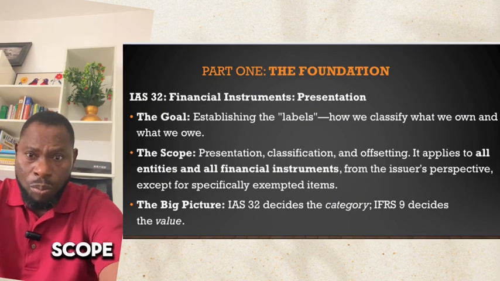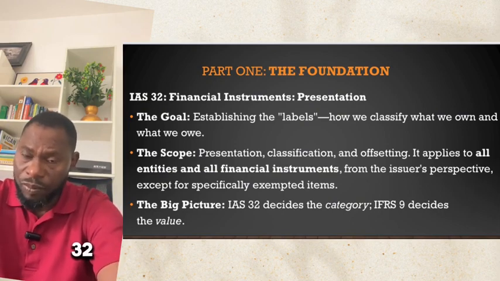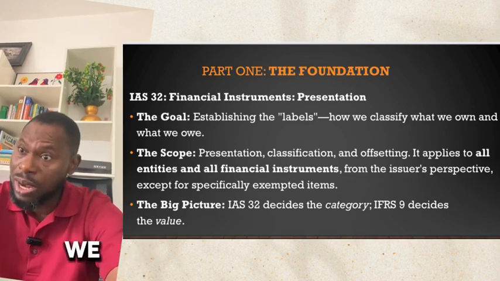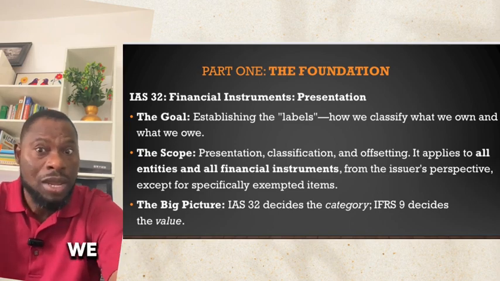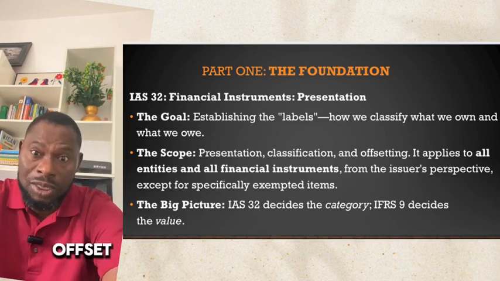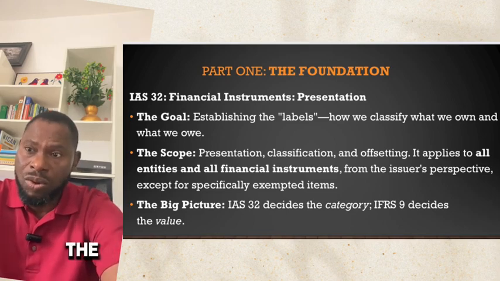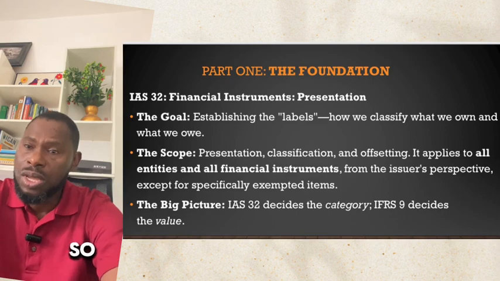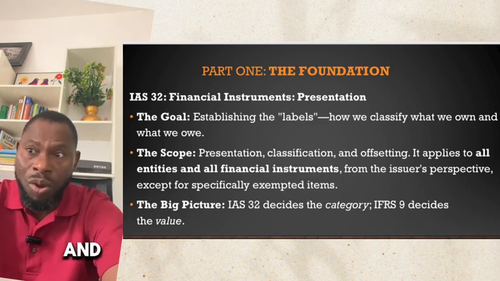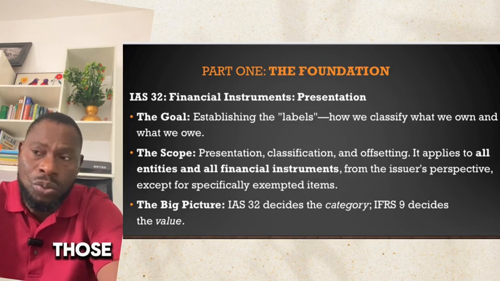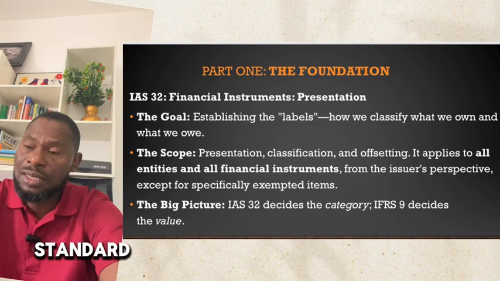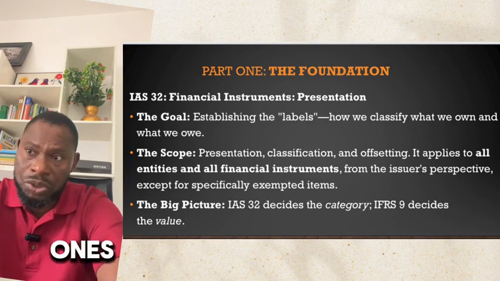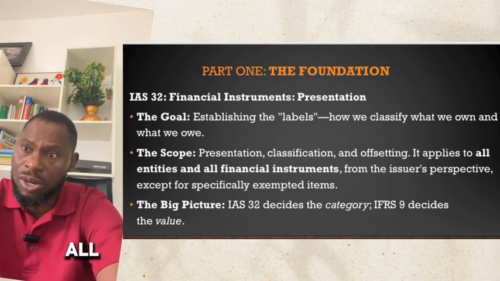Next, we're going to look at the scope. What is the scope of IAS 32? It's about the presentation, the classification, and offsetting. How do we present financial instruments? How do we categorize them? And how do we offset? What are the conditions to be satisfied before you can offset, if you must offset? It applies to all entities and all financial instruments except those that the standard specifically exempts. Except for those, it covers all financial instruments of all entities.